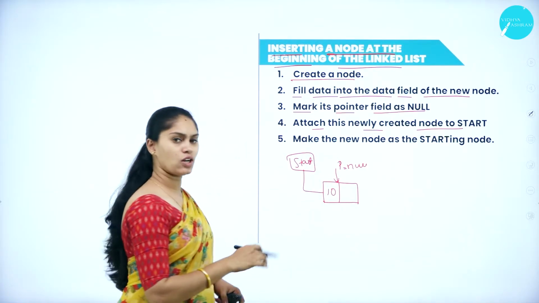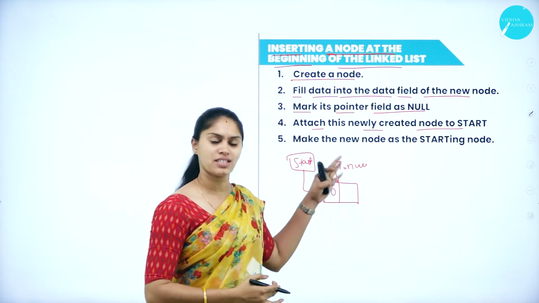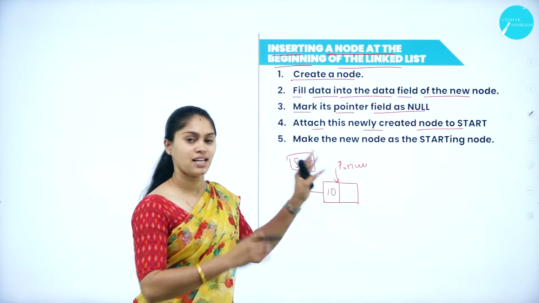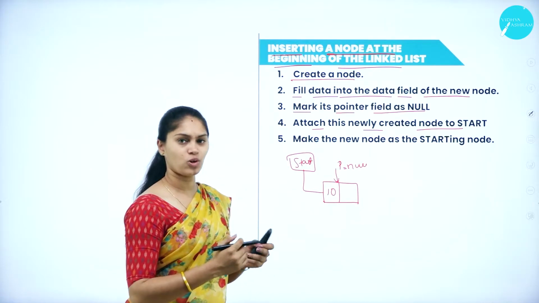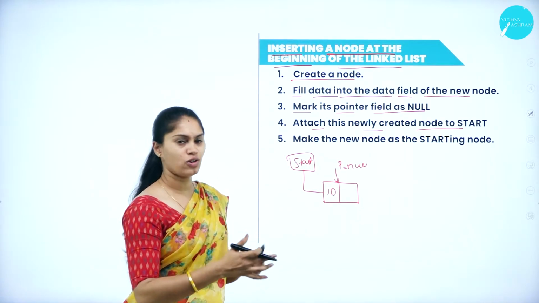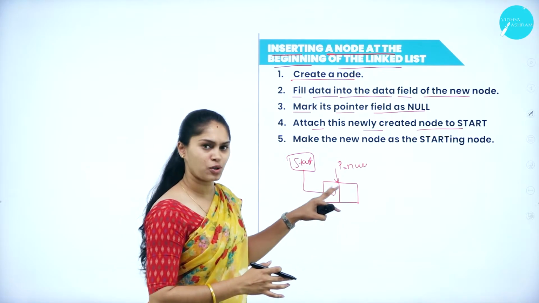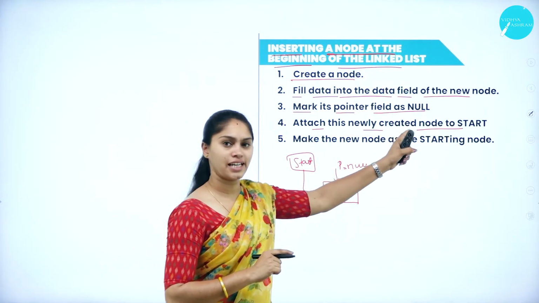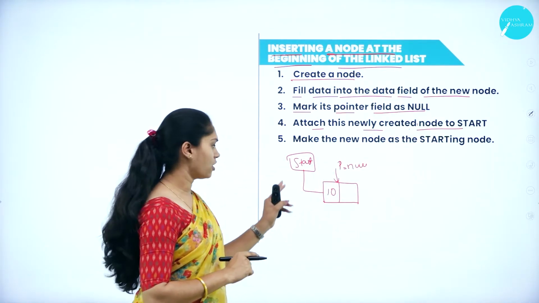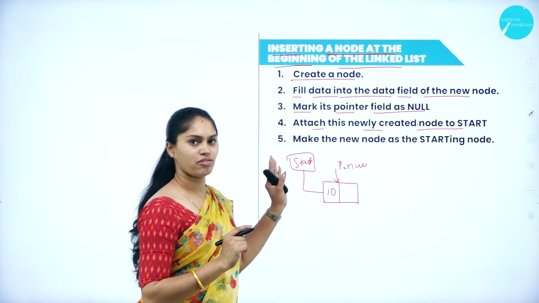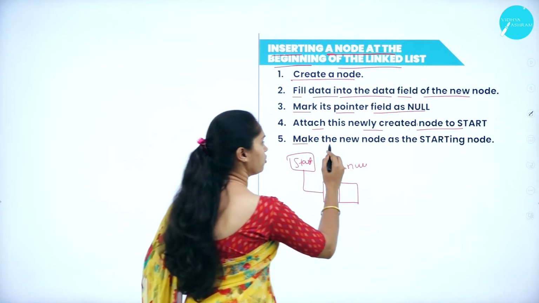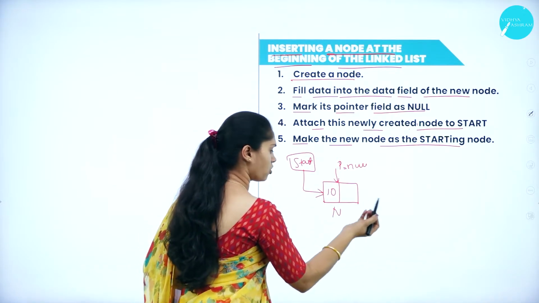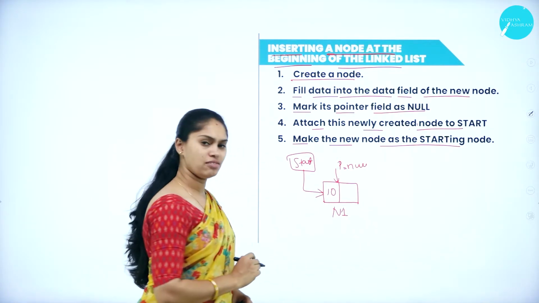In the existing linked list we already had some nodes, but when I insert a new node, the first node will become the second node, and the second will become the third node. This newly inserted node will be node 1, so we attach the created node to start. Start will point to the first node of the linked list and make the new node the starting node, so that instead of N2 or N3, I am going to mark this as N1.